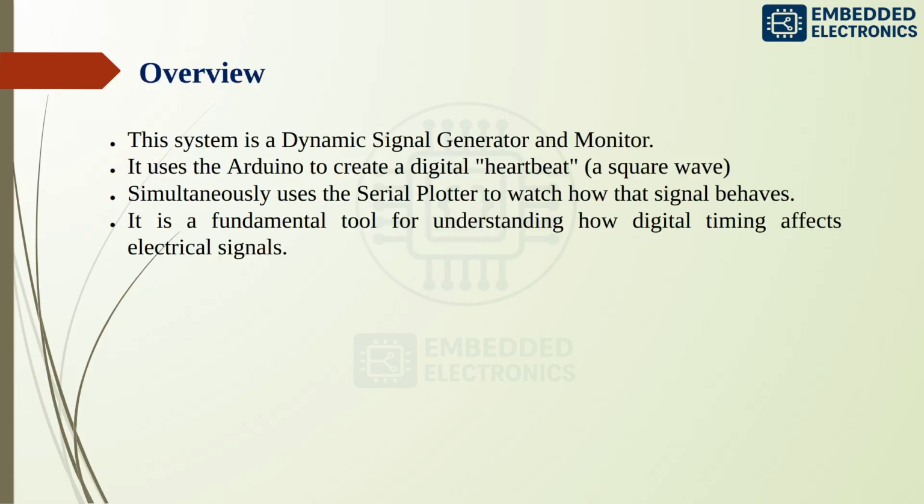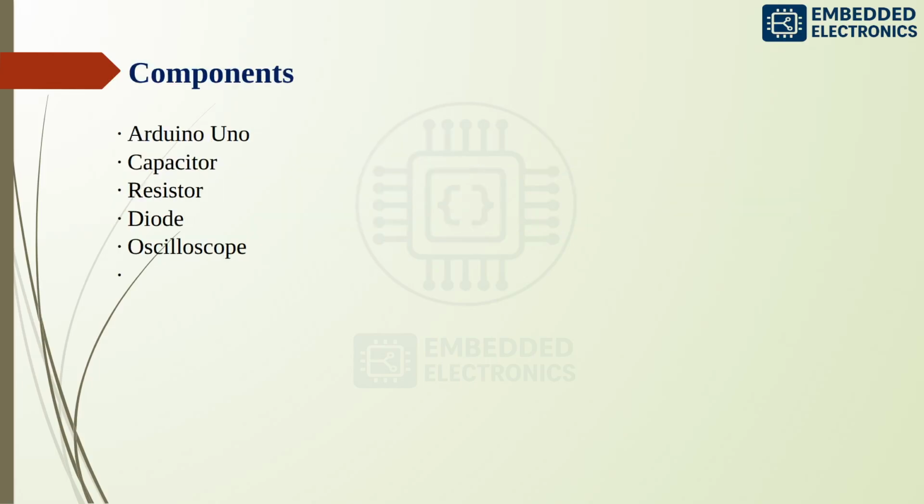And this is the overview. So this system is a dynamic signal generator and monitor. It uses the Arduino to create a digital heartbeat, and simultaneously uses the serial plotter to watch how that signal behaves. So it is a fundamental tool for understanding how digital timing affects the electrical signals.